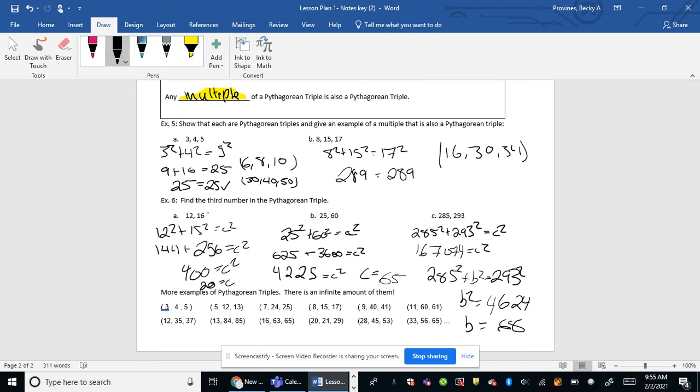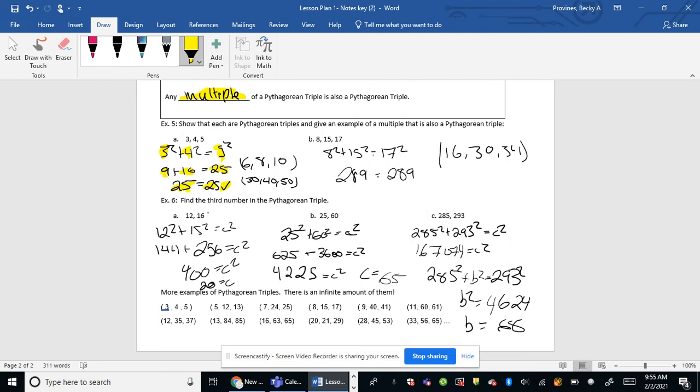So 3, 4, 5, that's going to be one of the most iconic ones. If we do 3 squared plus 4 squared equals 5 squared, we get 9 plus 16 equals 25. 9 plus 16 is 25, so that will work as a Pythagorean triple.